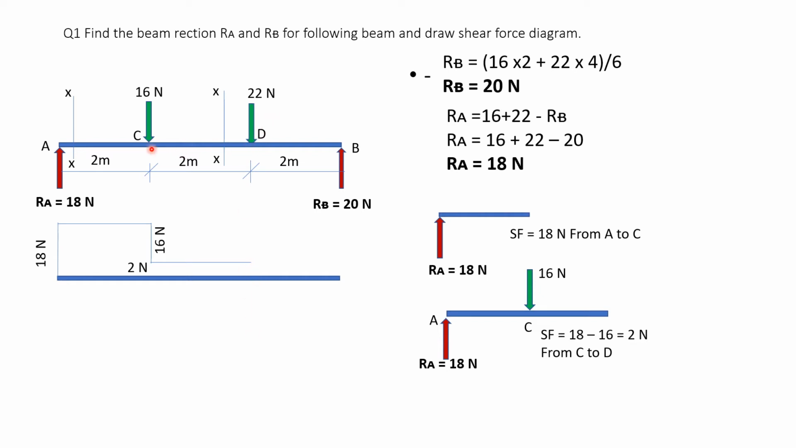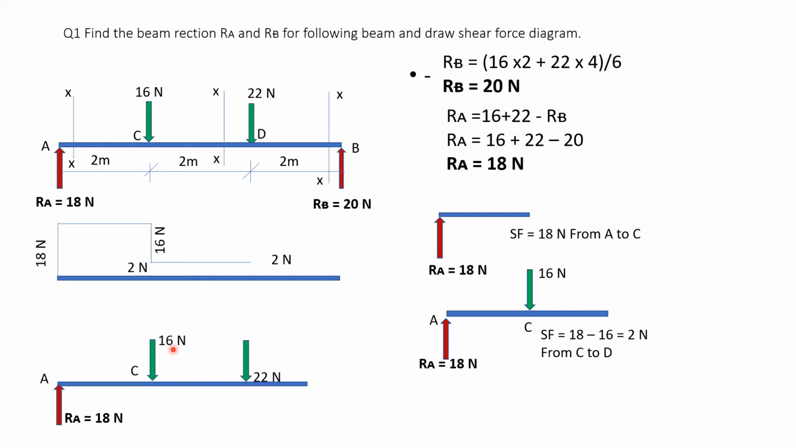Now I have taken a section between C and D. Now I take a section between D and B. If I look at the left hand side, there are three forces, 18, 16 and 22. So how the left hand side looks, I am showing here. This is RA going upward, 18 at A, then 16 Newton downward at C, then 22 Newton going down at D.